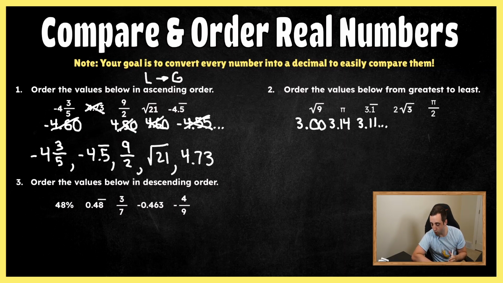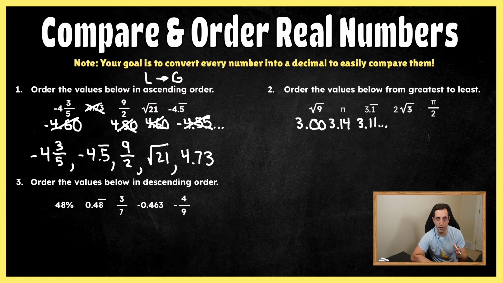Now let's take a look at the fourth one. These ones can be a little bit tricky. What is going on between 2 and the square root of 3 if you don't see anything? Well, if you don't see anything, we can assume that they're being multiplied together. So this is 2 times the square root of 3, which unfortunately is a non-perfect square.